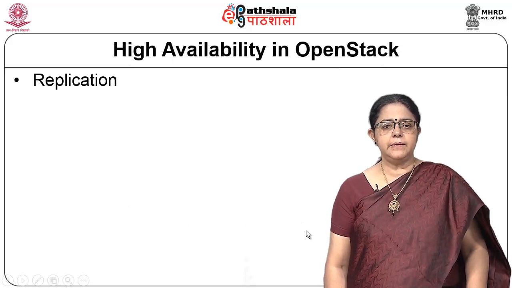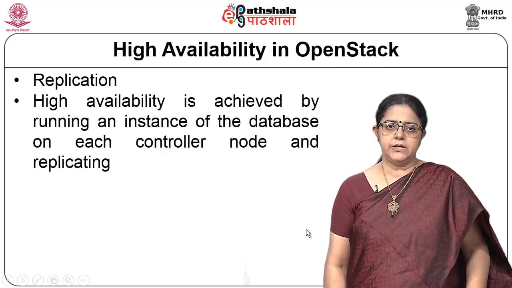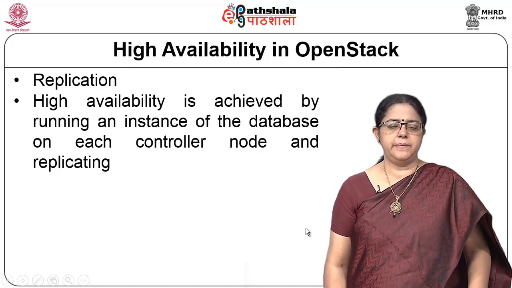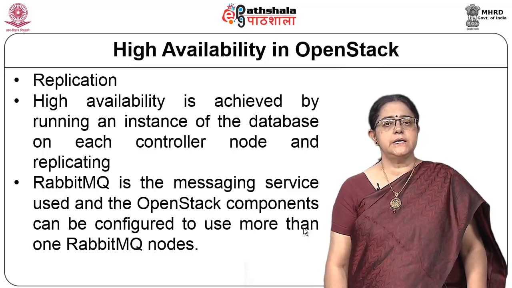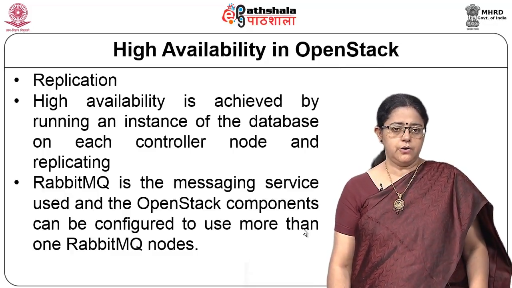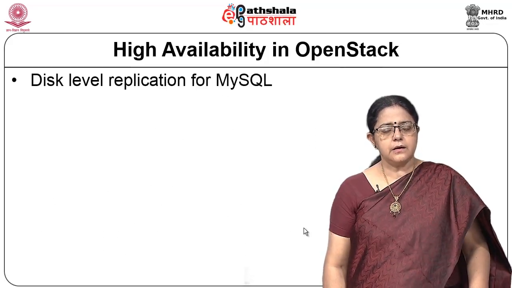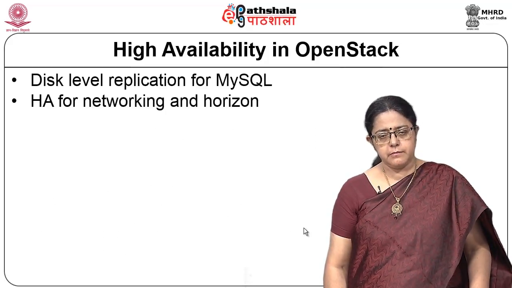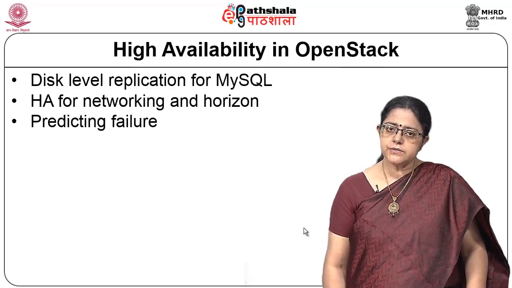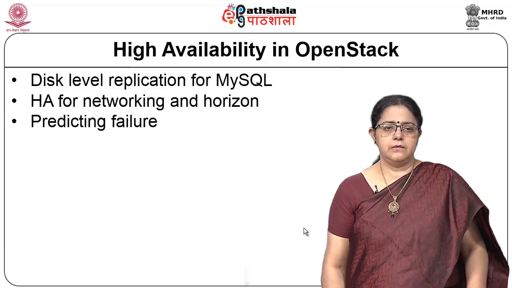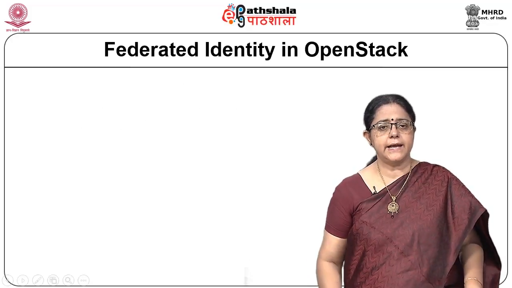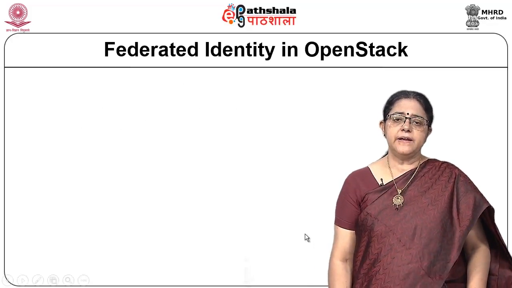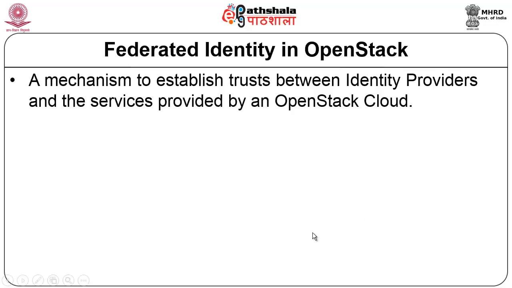So, how is high availability achieved in OpenStack? By replication. Everything can be replicated in OpenStack, and therefore, high availability can be implemented. RabbitMQ, which is the messaging service, can also be replicated, therefore ensuring communication. Further, there is disk level replication in MySQL, replication in networking and Horizon, and predicting failure, thereby ensuring that everything is highly available. And the federated identity ensures that security is maintained.